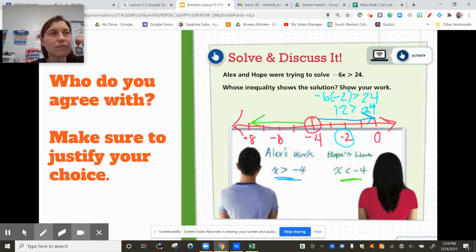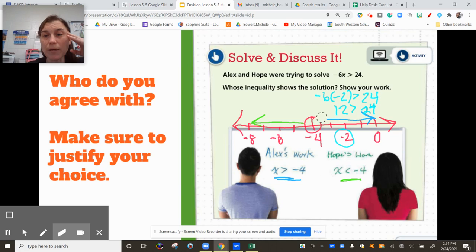No, it's not. Of course it's not. No, 12 isn't greater than 24. So that means that Alex has the wrong solution. He would be graphing in the wrong direction. So it's not this way.